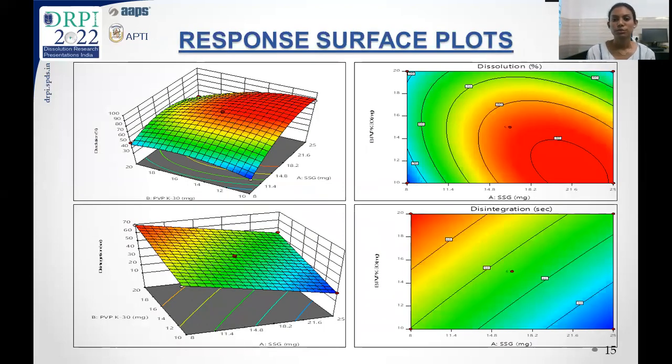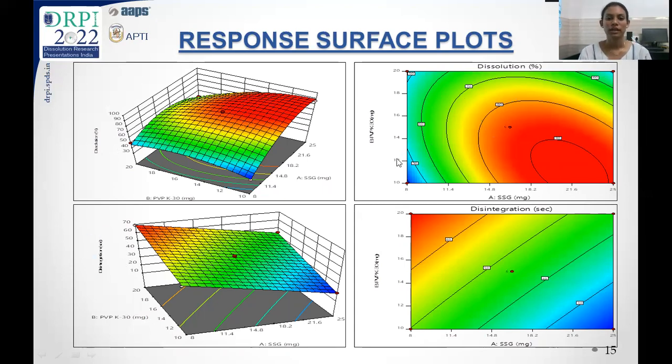So next is the response surface plot. These response surface plots were generated using Design Expert version 11 software, in which it shows the effect of independent variables, that is factors, on the responses. This first one is a 3D surface plot, and this second one is a contour plot, which is also called a 2D plot. The first is for dissolution, and the one below is for disintegration time.